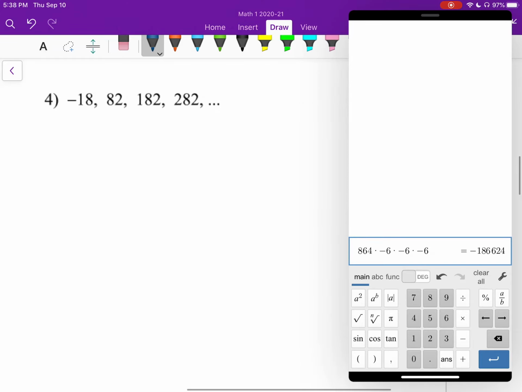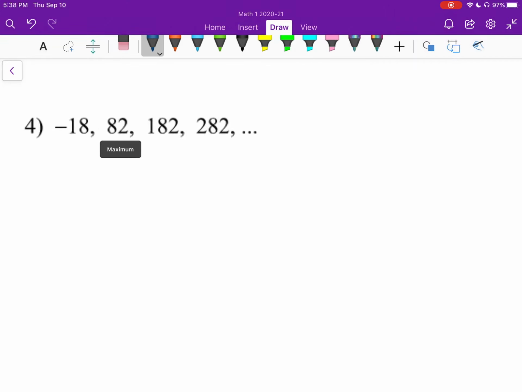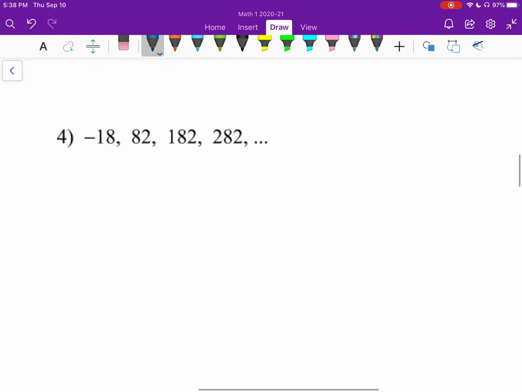Okay, number 4. So here we have a negative number, but then it ends up going straight to positive. If it goes from negative to positive and it doesn't change back, that's a good indicator that we have an arithmetic sequence where we're adding or subtracting something. So if it changes from negative to positive or positive to negative and it doesn't change back, it's probably going to be arithmetic, which means we add or subtract.